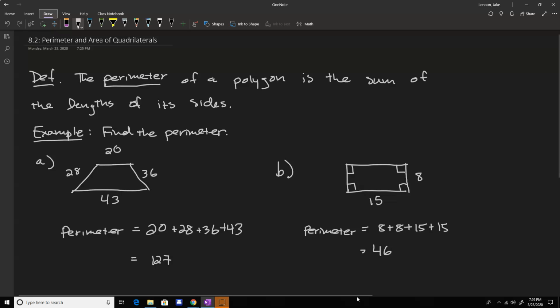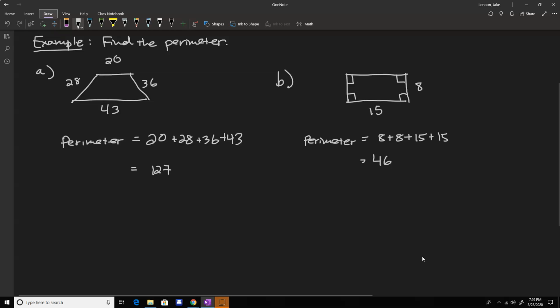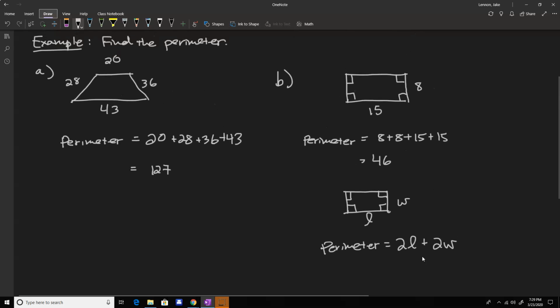Sometimes they do write down a formula for the perimeter of a rectangle. If you have a rectangle in general that has, say, length L and width W, then the general perimeter formula is sometimes given as twice the length plus twice the width, 2L plus 2W. And if you notice, that's what we did up above. We just doubled 8 and added it to twice 15. So that's the perimeter of a rectangle.